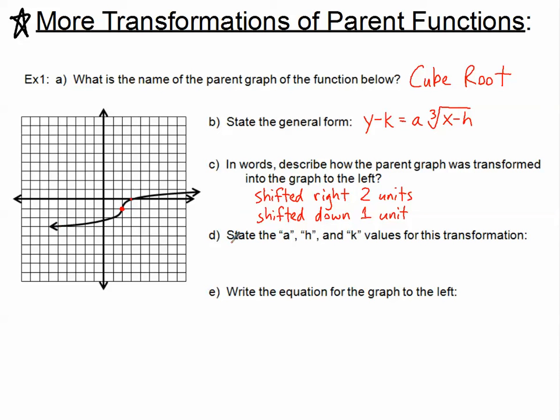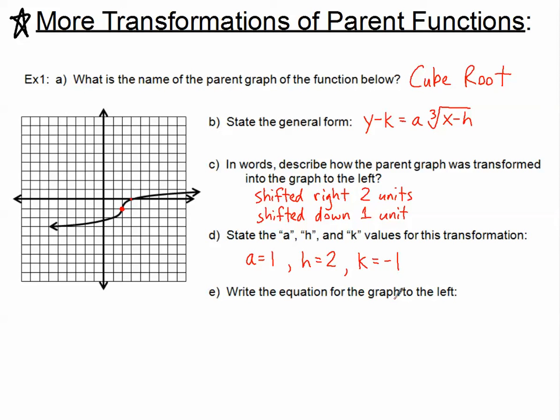So in part D, where it says state the value of a, h, and k for this transformation, a remains at the normal value of 1. h, because we shifted right 2 units, is a positive 2, and k, because we shifted down 1 unit, is a negative 1. So really finding this point right here is incredibly helpful to write the equation, because that gives us the h and it gives us the k.